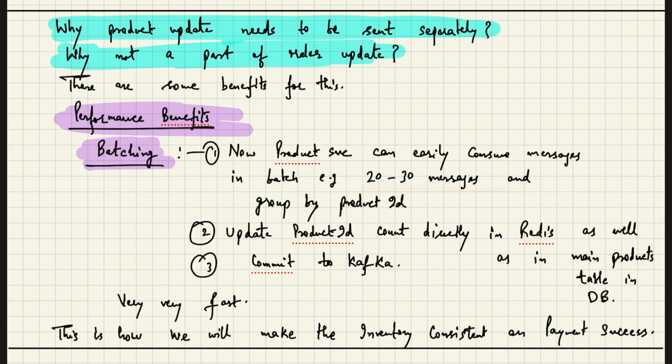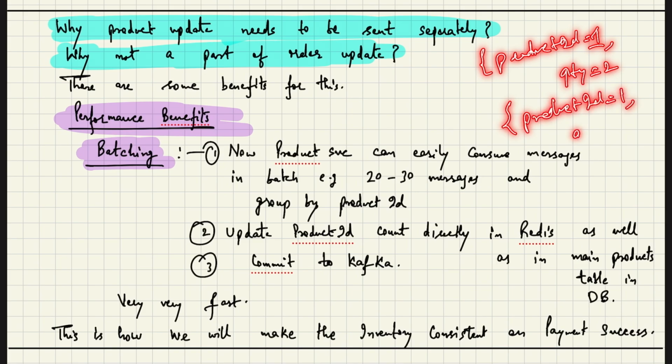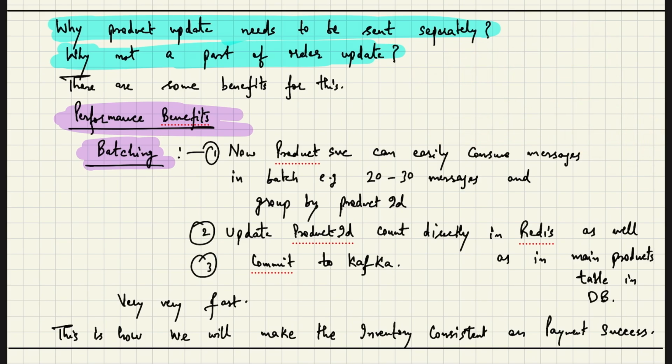The product service can consume messages in batches, for example 20 to 30 messages. This can also be configured. It groups by product id and simply updates the count. For example, there is a message for product id 1, quantity 2. Similarly, there is one more message, product id 1, quantity 3. One message could be part of order 1, the other part of order 2. We are not worried, because we are sending the product messages separately. The product service will club all these messages: product id 1, total count 2 plus 3, which is 5.